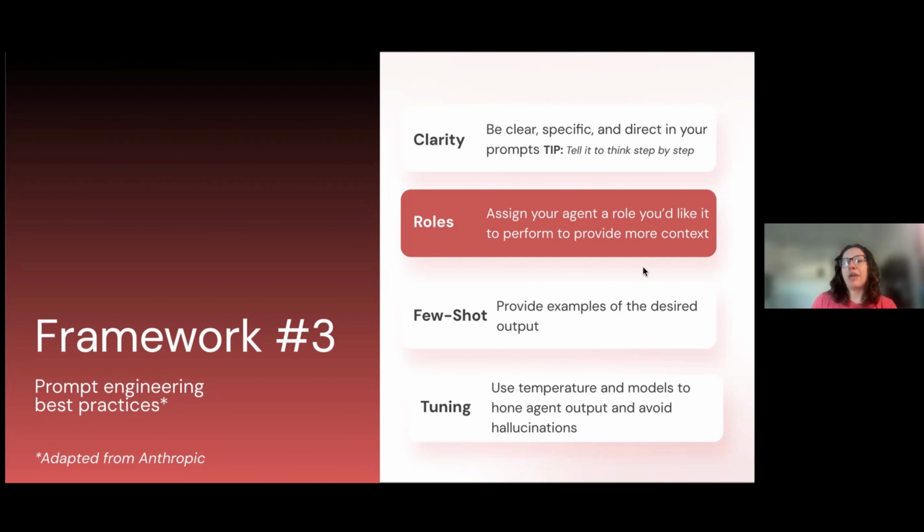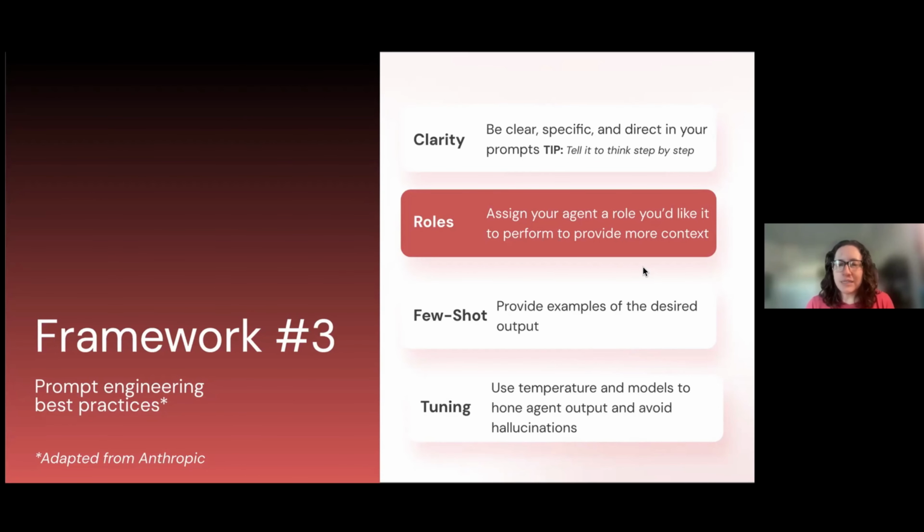We also wanted to showcase few shot or one shot learning, which is really when you provide examples of the desired output that you want your agent to give you. And this is also something we could relate to as humans. If we're doing something for the first time, we'd love to see an example of how it's supposed to turn out. That can be really, really helpful. And then in that case, one shot would be a single example, few shot would be a couple.